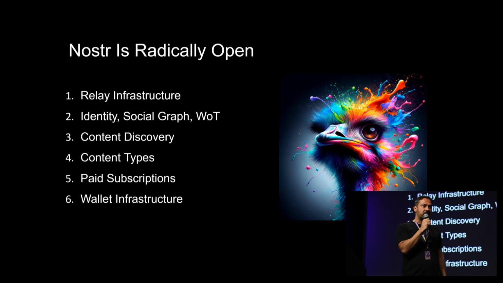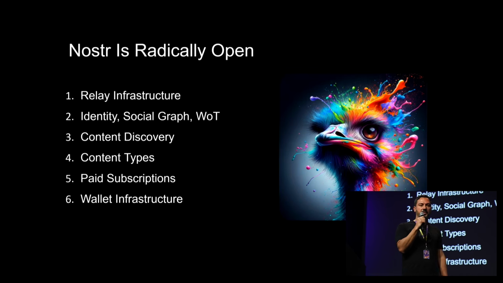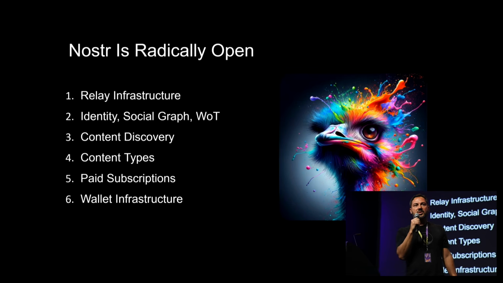Then we have things like the identity layer, the social graph, and the associated web of trust. We talk about this a lot. It's a massive deal that the Nostr social graph is open to anyone to participate, not only to users, but also to developers to build on top of. So these top two items on this list are fairly obvious, so we're not going to spend much time talking about them.